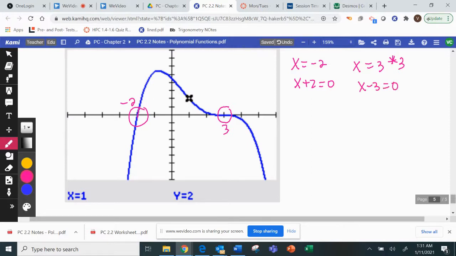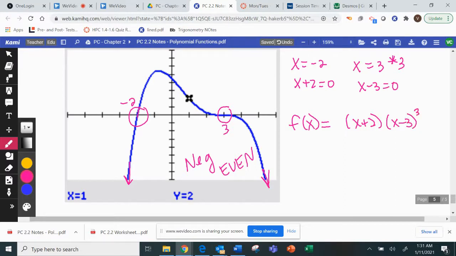So looking at the end behavior of this graph, it's down, down, and that means negative, but they're going the same direction, so that means even. So if I have x plus 2 and x minus 3 to the third, those two together would make 4 total x's, and this would be even. Now that does not make negative, so possibly I want to just put a negative sign right in front, and now we have negative.